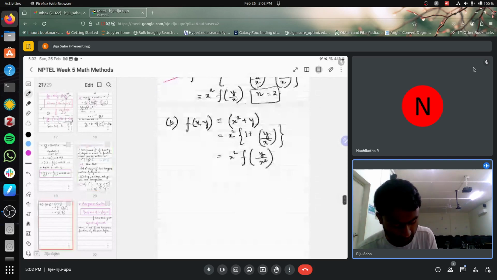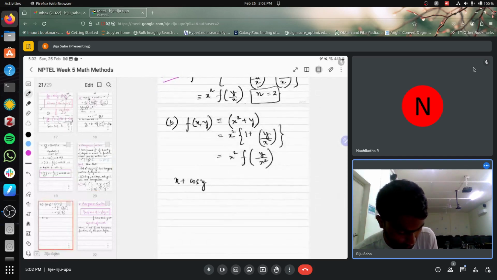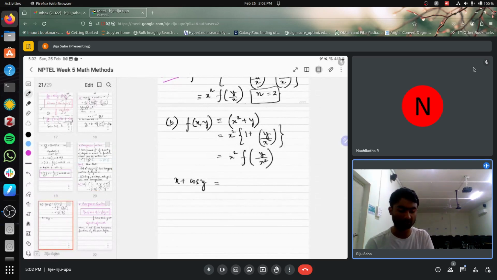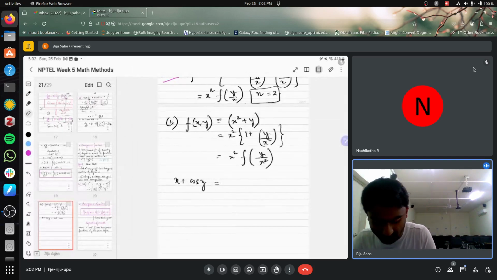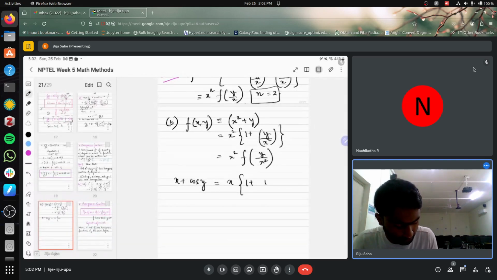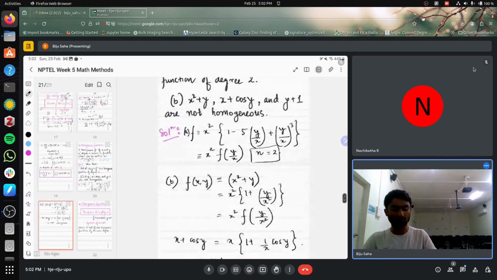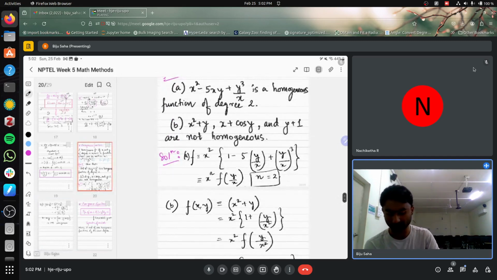So the next question is x plus cos y. Clearly this can never be a homogeneous function because the cos is just a function of y. We can't write it in the form of y by x. So this is also not homogeneous. Similarly, y plus 1 can also be seen to be not a homogeneous function.